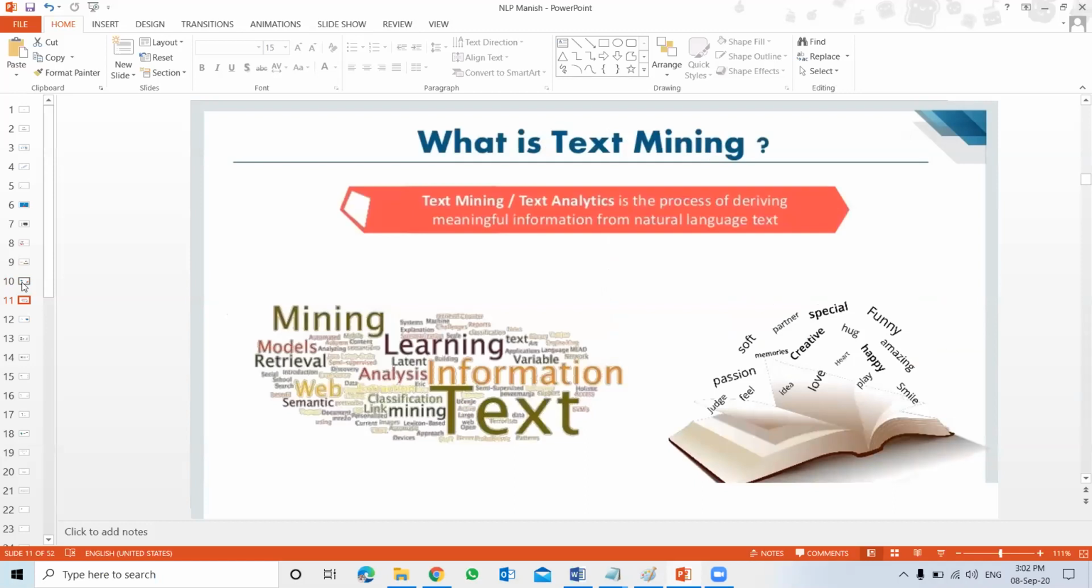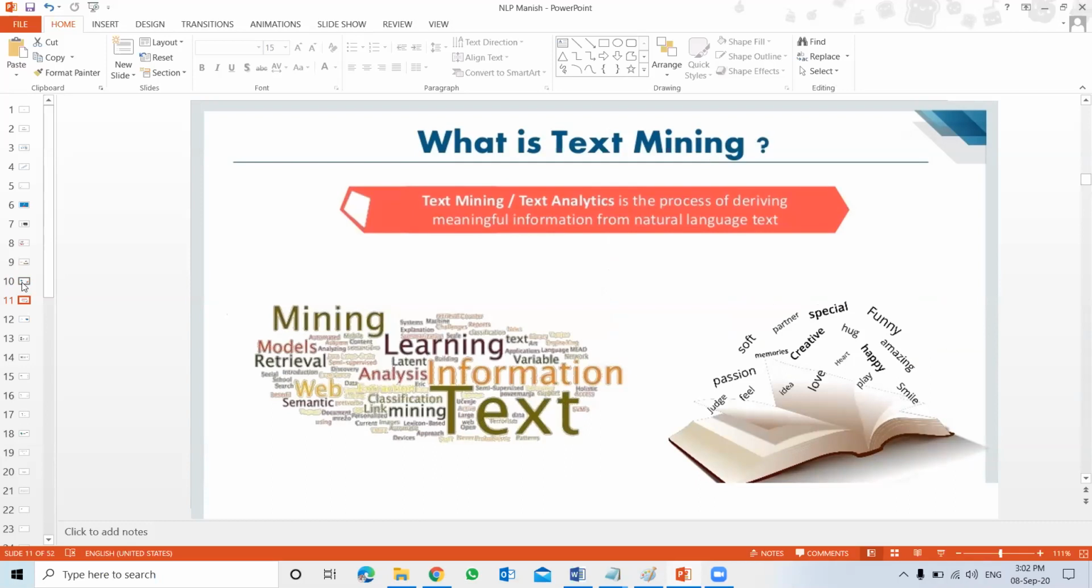So guys, whatever database we get from text data, we can handle with the help of text mining. Normally, text mining or text analytics is a process of deriving meaningful information from natural language text. So guys, the meaning is that suppose I have a book called Programming in C by E. Balagurusamy. Okay. So from the overall book, I need to perform different operations.